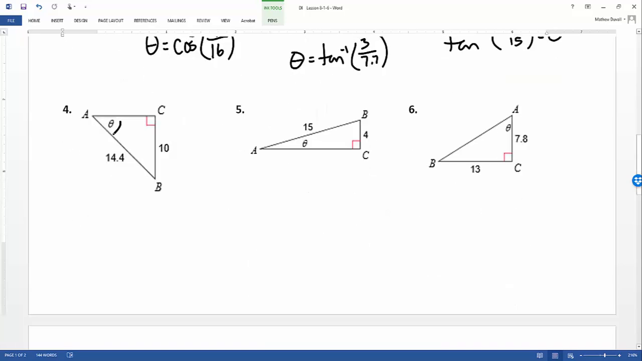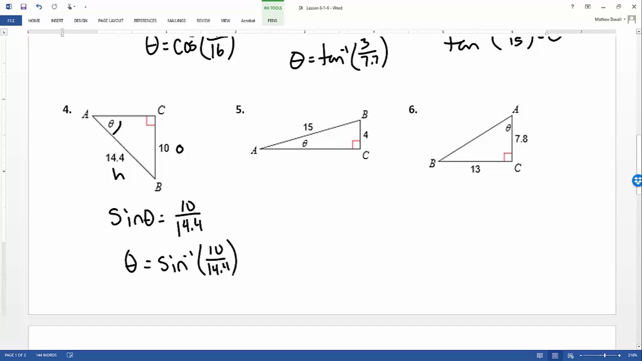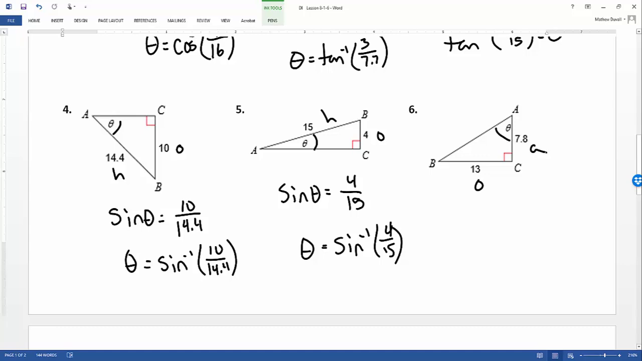For number 4, we have opposite and our hypotenuse, so that's sine. So sine inverse to both sides. For this one, it's also sine, opposite and my hypotenuse. So the sine of theta equals 4 over 15, so sine inverse. And this one is also going to be tangent because I have opposite and adjacent.